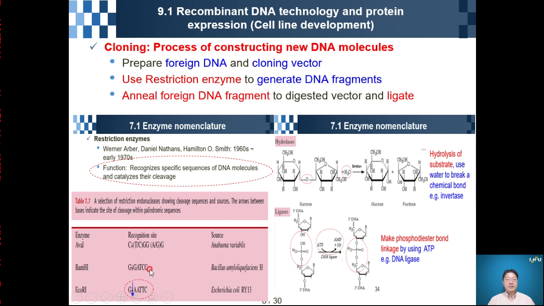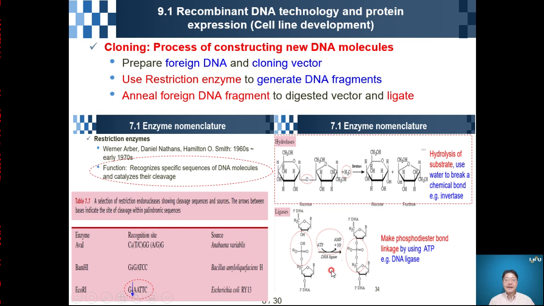After that, it induces cleavage between the guanine and adenine. All of the restriction enzymes belong to the hydrolases. They usually use water to break the chemical bond. For example, EcoRI recognizes GAATTC and then cleaves between the G and A. At that time, it uses water to break the chemical bond.